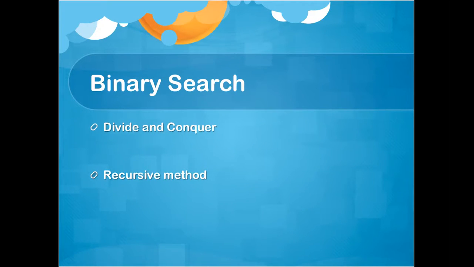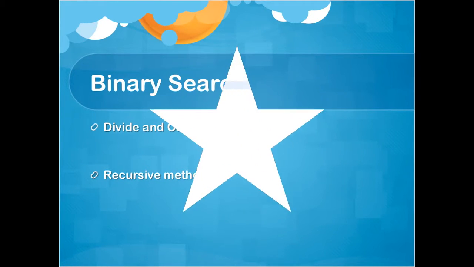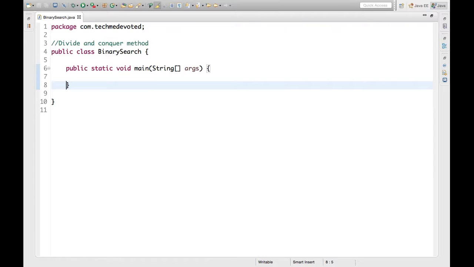We can implement binary search in two ways. First is divide and conquer, and second is using a recursive method. I will discuss both methods in code. So let's start. Here I've created one class, BinarySearch, and this is our main method, and we will write code to implement binary search using the divide and conquer method first.